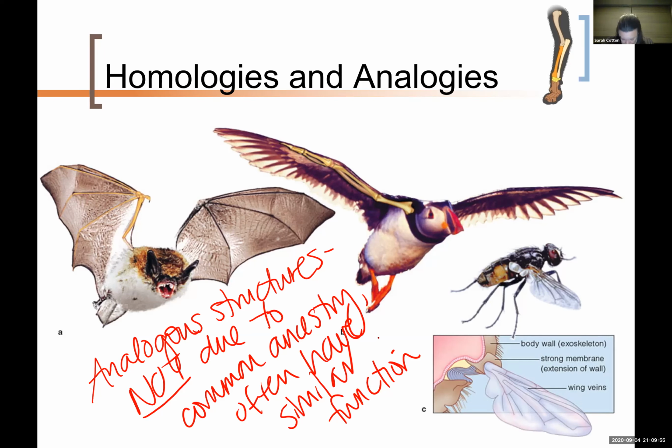Okay, so we are looking at an example here with a bat, a mammal, a puffin, which is a type of bird, and a fly, a housefly. So we already have looked at bat limbs. Remember, they got the one bone, the two skinny bones, a bunch of little teeny tiny bones, and then fingers. Okay, well, our puffin has that too.